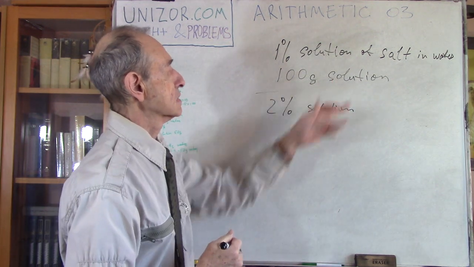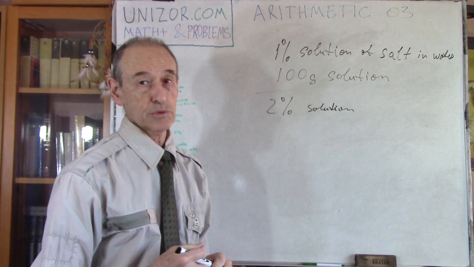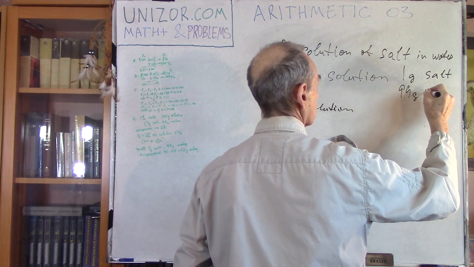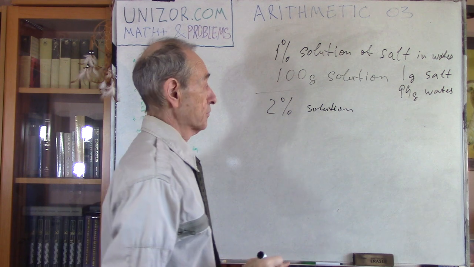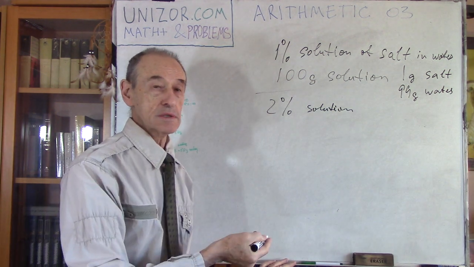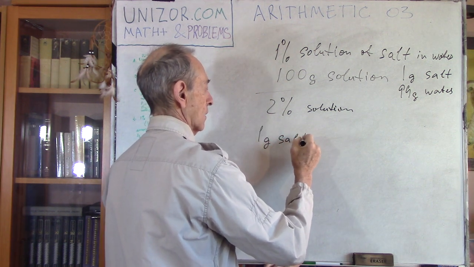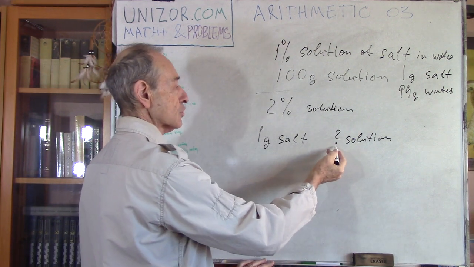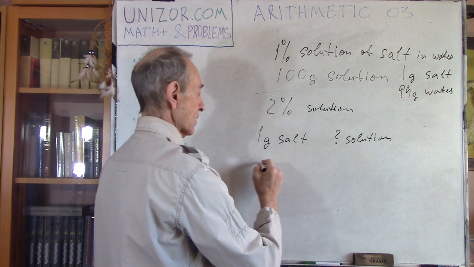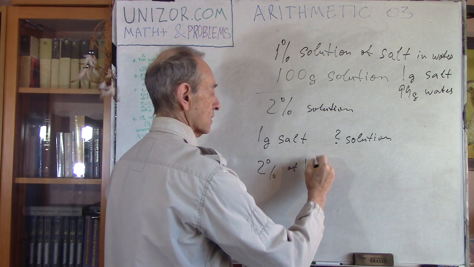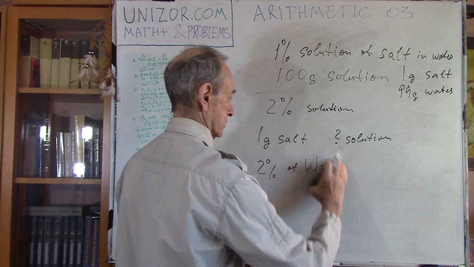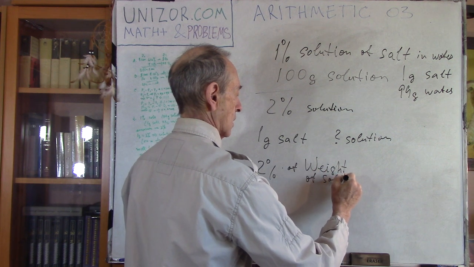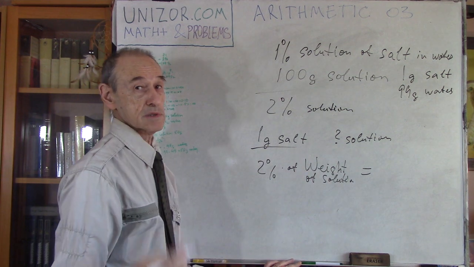All right, so what does it mean that it's 100 gram of 1% solution? It means we have 1 gram of salt and the rest, which is 99 gram of water. That's what we have in the beginning. All right. Now, when the water evaporates, salt remains. So we still have 1 gram of salt. Now, what is the weight of the solution? Well, if the weight of the solution is something, then 1 gram is supposed to be 2% of this. So 2% of weight of the solution equals exactly the same 1 gram, because the salt is the same.